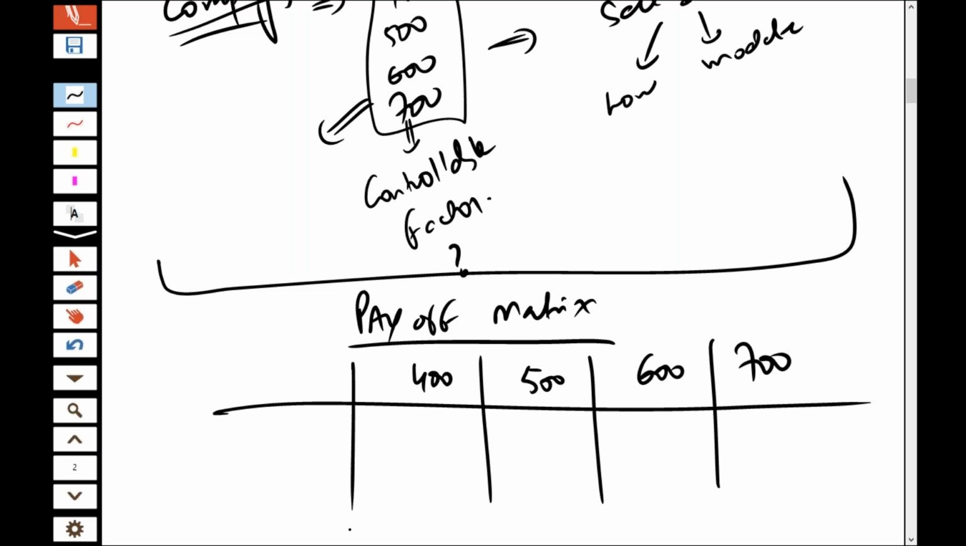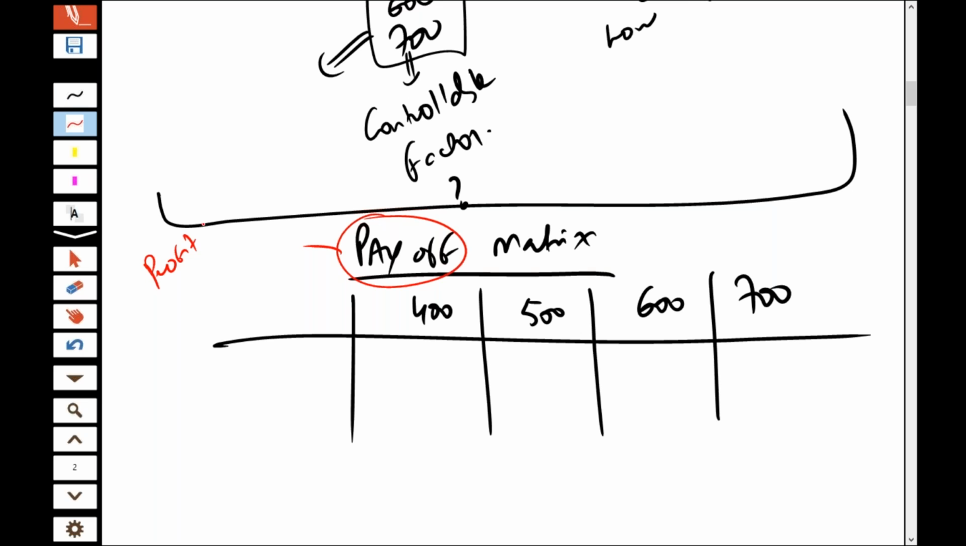Now, what next is there? You'll prepare a payoff matrix. The payoff actually means the profit or loss of an outcome. And the sales are expected to be low, the sales are expected to be moderate, the sales are expected to be high. What is going to happen is, if 400 units are going to be manufactured, let's say we have got a profitability situation like this.